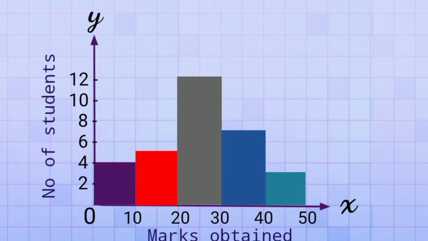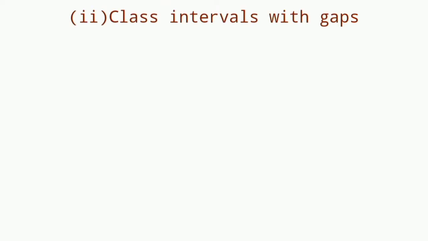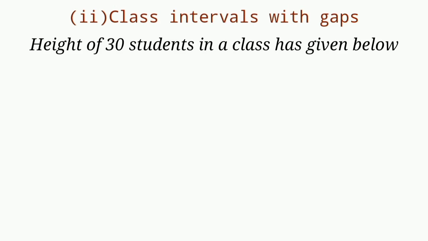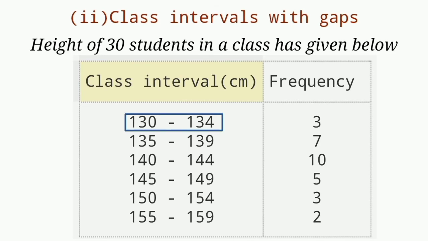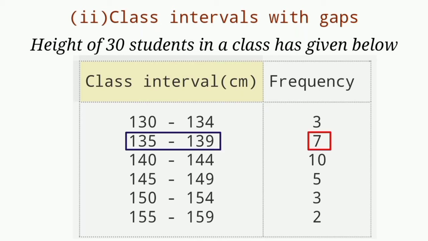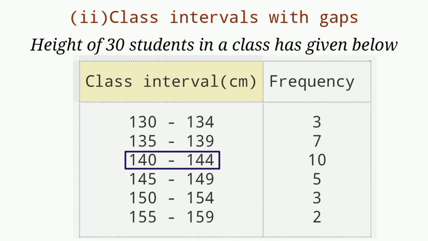Here I have taught you class intervals without any gap. Now if you get class intervals with gaps, for an example: the heights of 30 students in a class are given below, in centimeters. Class interval 130 to 134 centimeters, there are 3 students. Again it starts not at 134 but at 135. 135 to 139 centimeters, 7 students. Again 140 to 144 centimeters, 10 students. Like that it goes on.